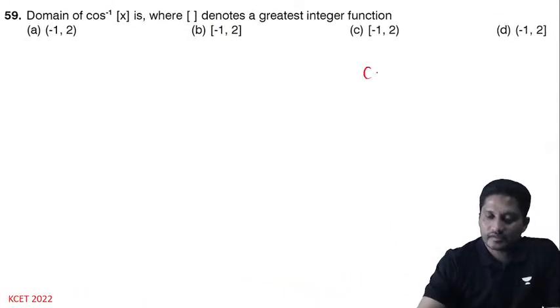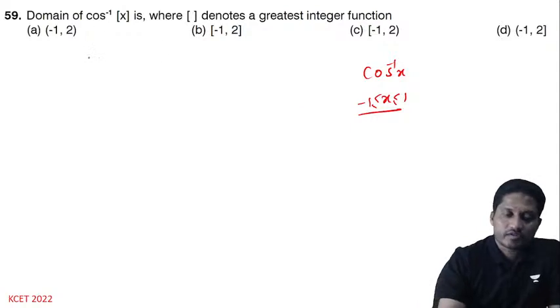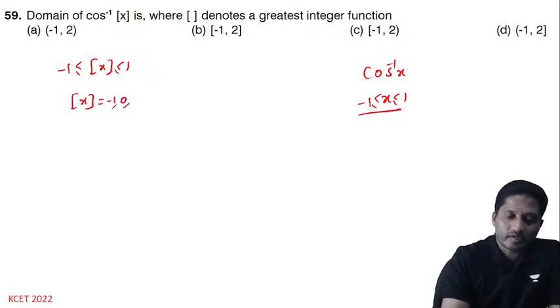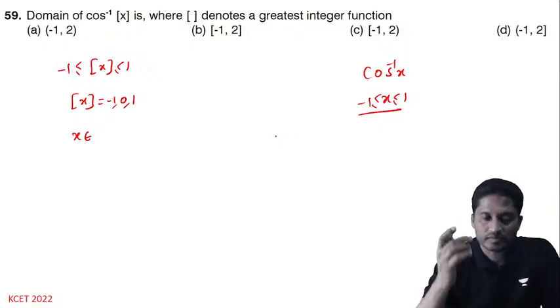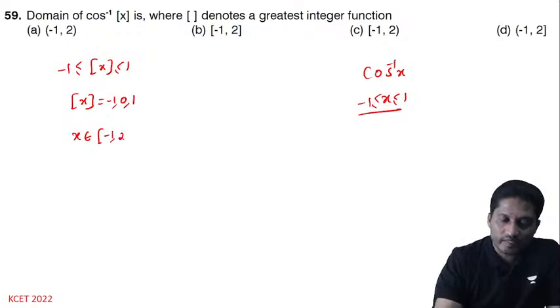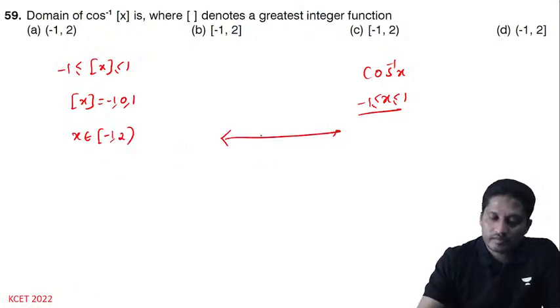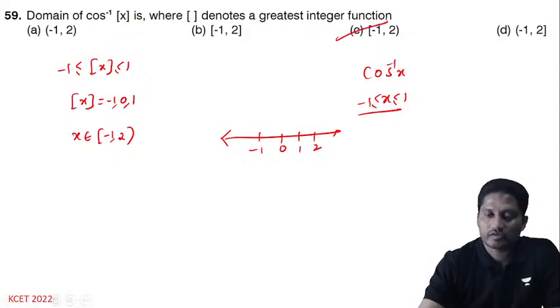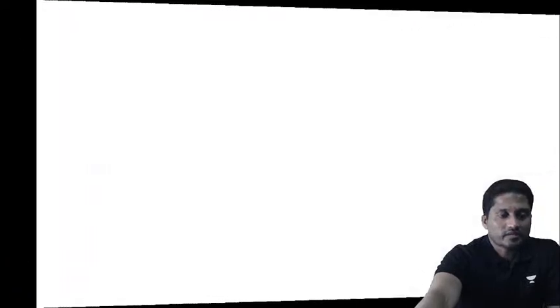Domain of cos inverse of x. Cos inverse of x, domain, x lies between -1 and +1. Instead of x, you have box x, so box x should lie between -1 and +1. So this means that box x should be equal to -1, 0 and 1 because box x is an integer. Now x belongs to between -1 and 2, box x is -1 only, right? So this is close interval -1, open interval 2, because between this is -1, 0 and 1, and then you get 2. Between 1 and 2, box x is 1 only. So close interval -1, open interval 2. Answer is option C.